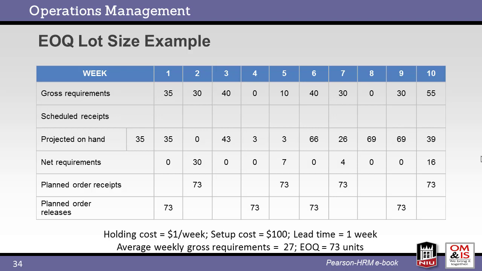Now we consider the economic order quantity. Based on the EOQ equation and given the holding cost, setup cost, lead time, and average gross requirements, we get an EOQ of 73 units. Orders for 73 units are placed during weeks 1, 4, 6, and 9 based upon the net requirements.